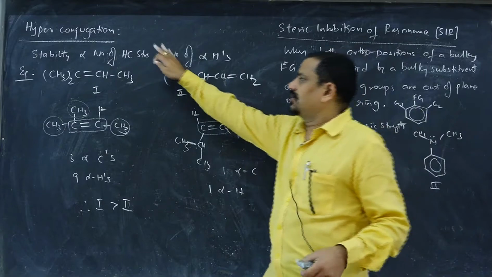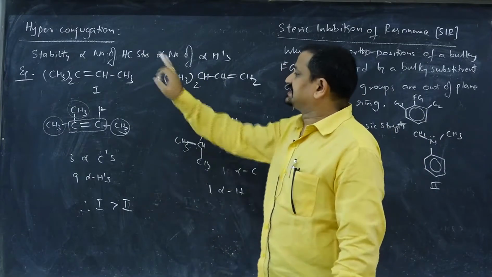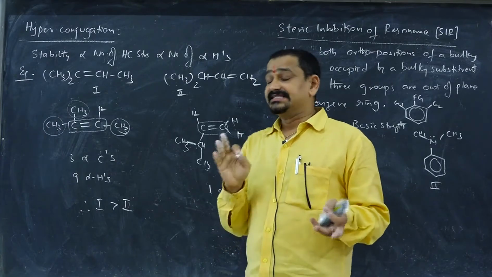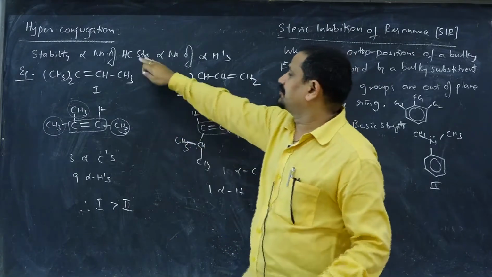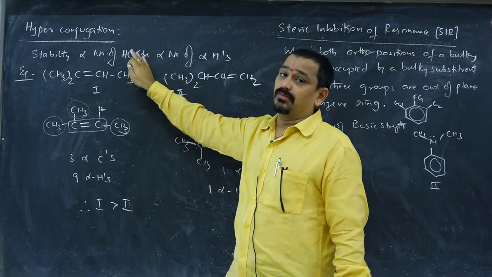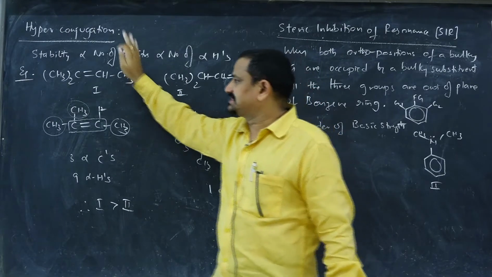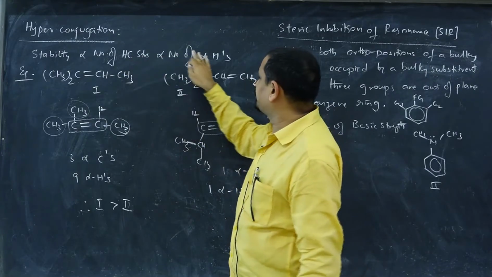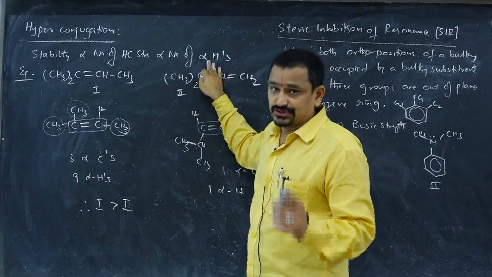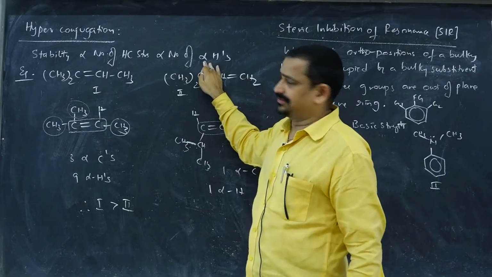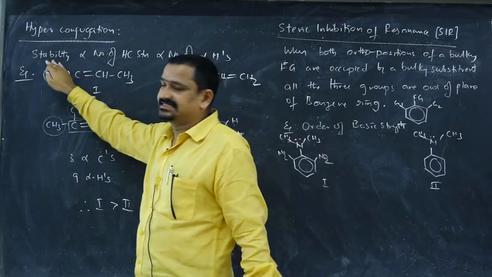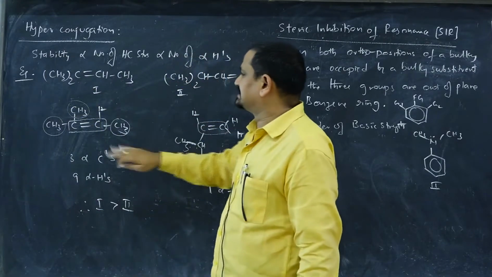This is a question on hyperconjugation. While answering questions on hyperconjugation, stability is directly proportional to the number of hyperconjugated structures. The more the number of hyperconjugated structures, the more is the stability, and hyperconjugated structures are directly proportional to the number of alpha hydrogens. So the more the number of alpha hydrogens, the more will be the number of hyperconjugated structures, hence more is the stability. Now let us see this example.